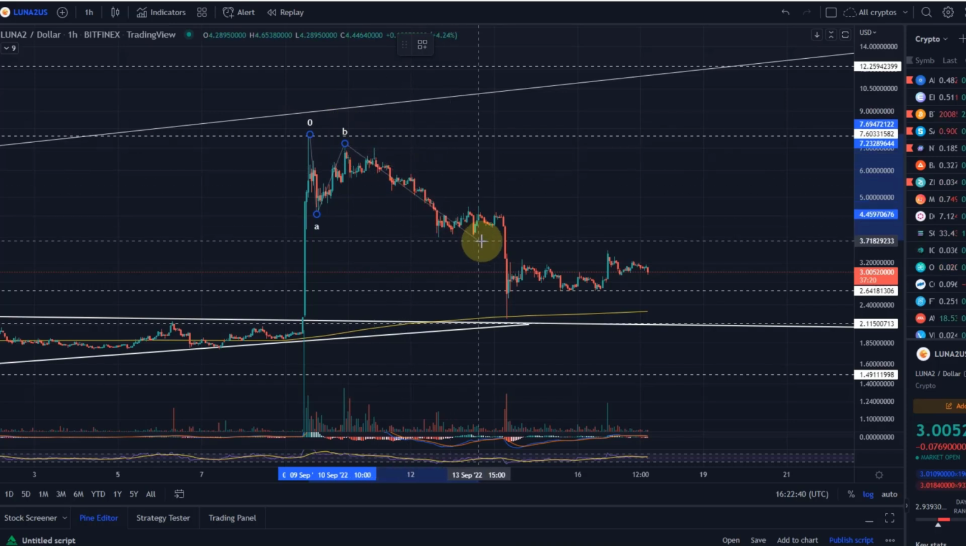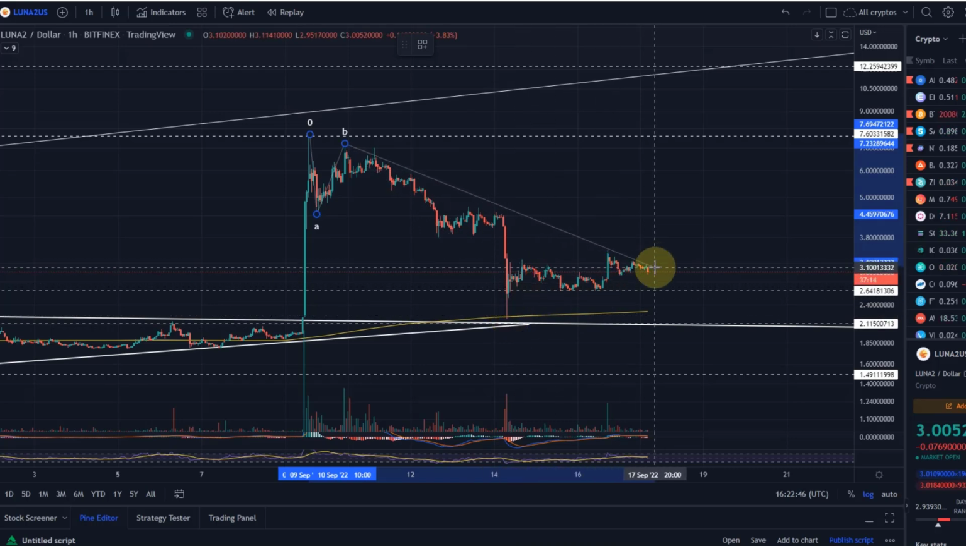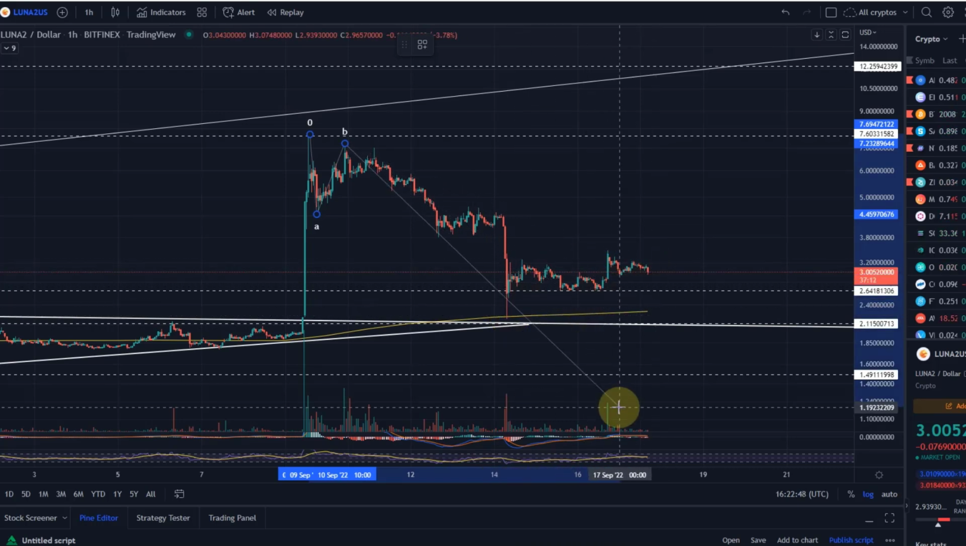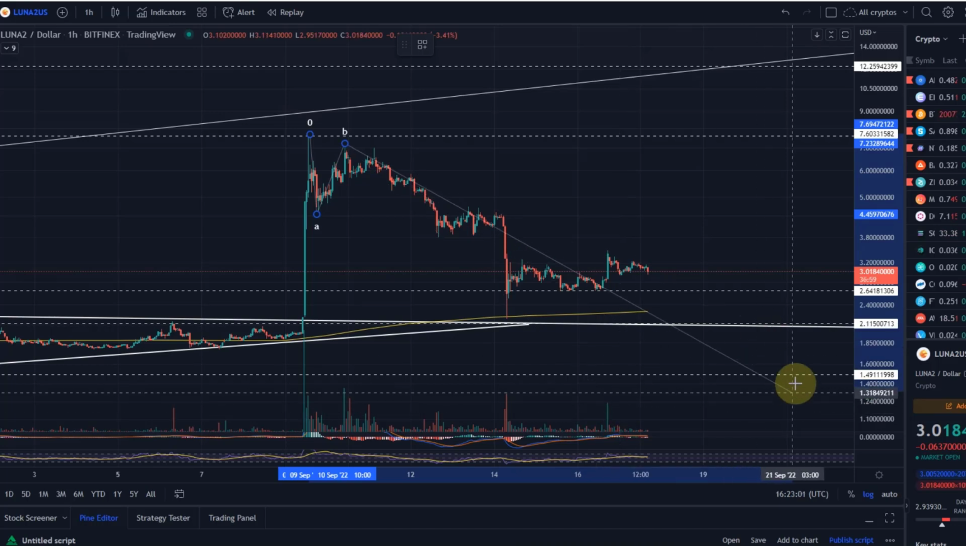So the first thing that I look at is this long decline. That is usually typical for a wave 3. And a long sideways move is usually typical for a wave 4. Again, I said in the previous video, taking a Luna2 to analyze with such a short price history is really challenging. Doesn't really give a lot of reliability from an Elliott Wave point of view.